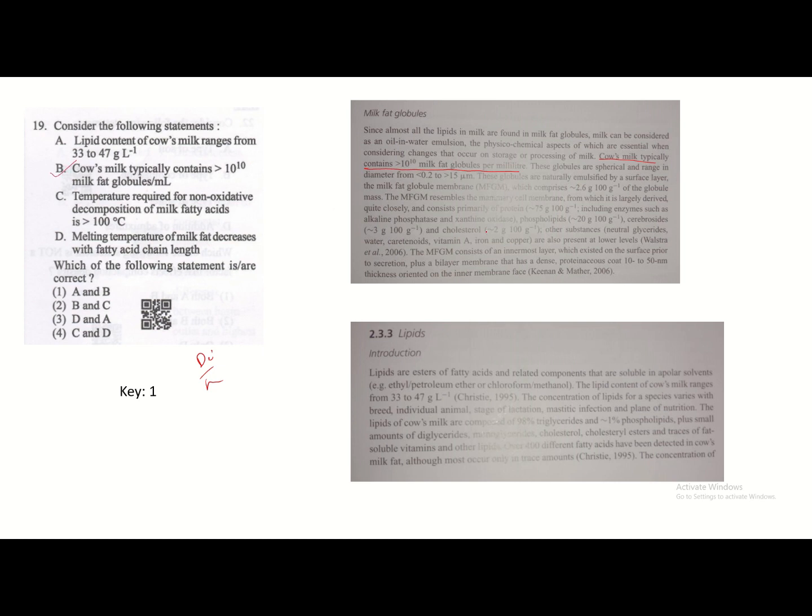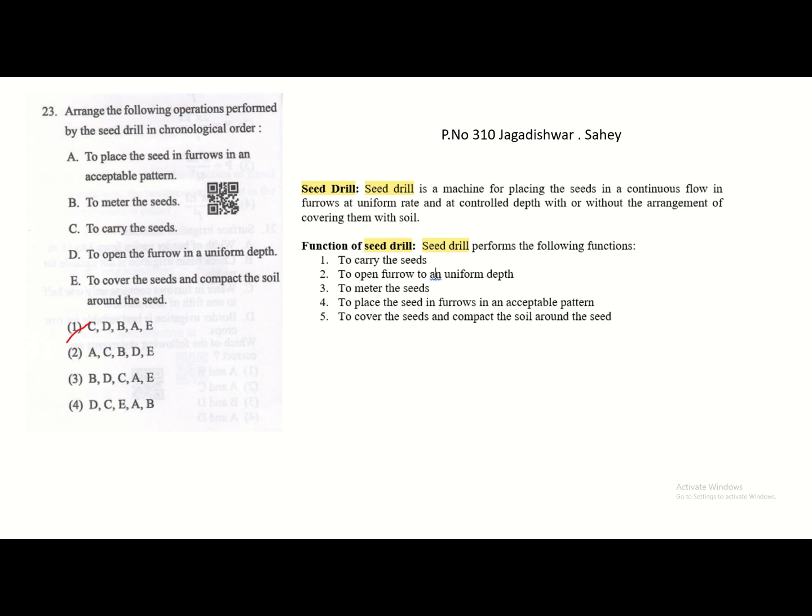And next one is the cow milk. Here the lipid content in cow milk ranges from 33 to 47 grams per liter. This is the lipid content. These two are correct answers. So the remaining ones are A and B. So A and B is the correct answer, the remaining are wrong answers. C is the one.